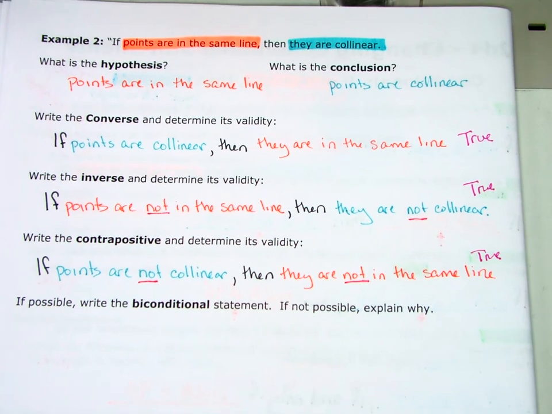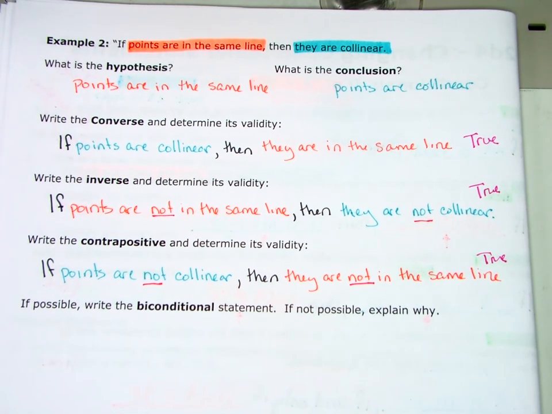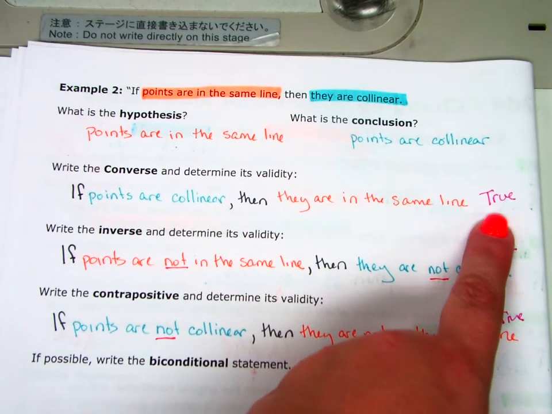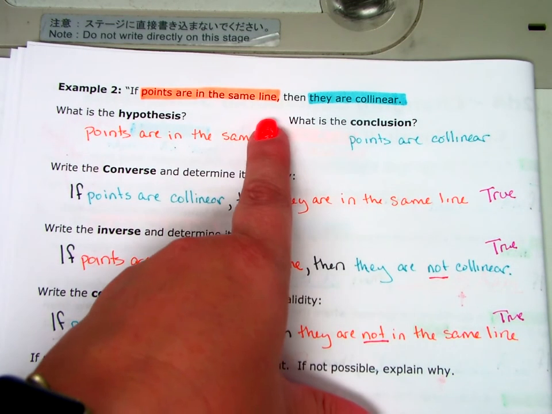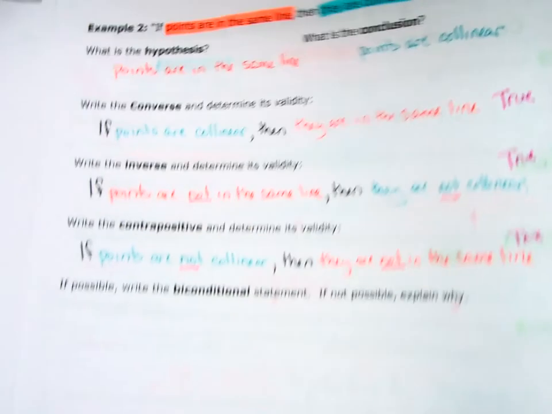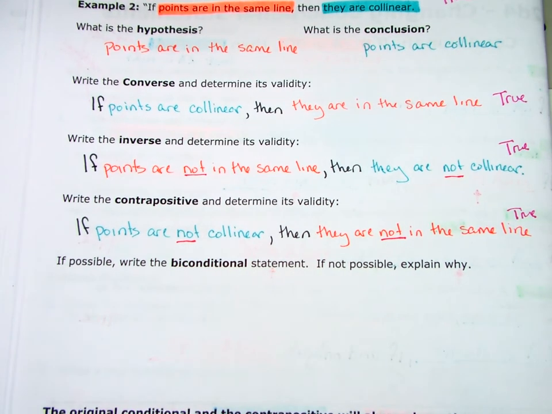It didn't ask me to find the validity for the original conditional, but in order to write a biconditional, I know the original and the converse have to be true. The converse is already true. We determined that. Was the original true? Yes. So can I write a biconditional? Yes. Conclusion, if and only if.